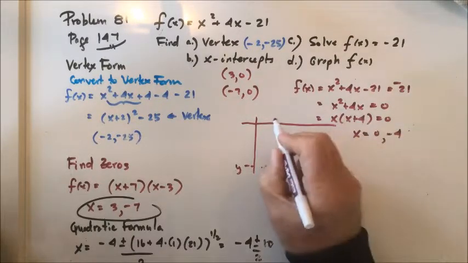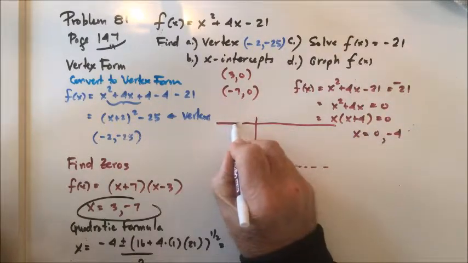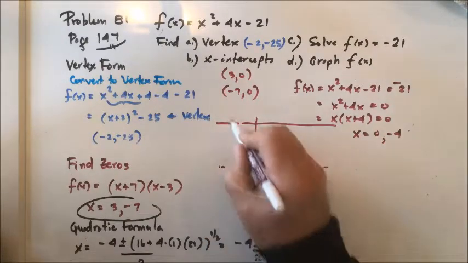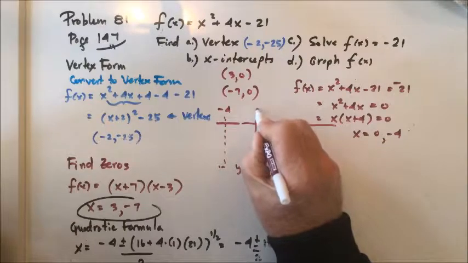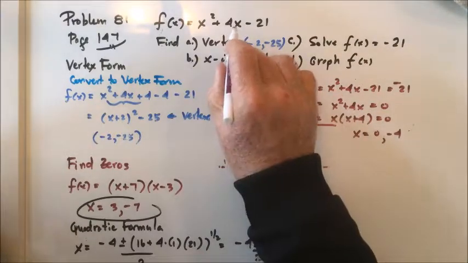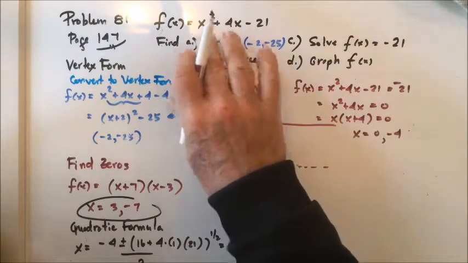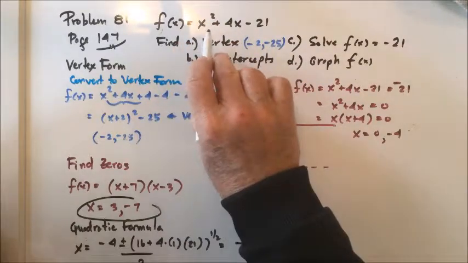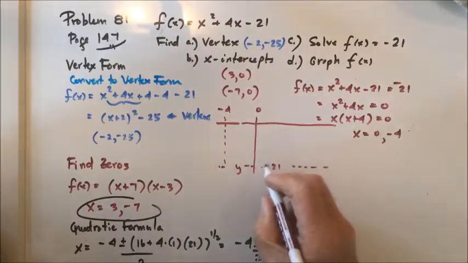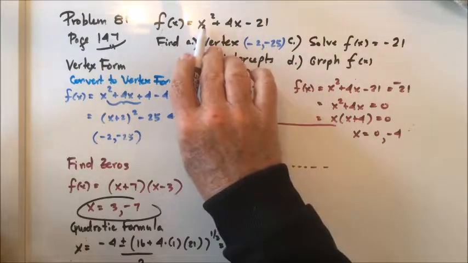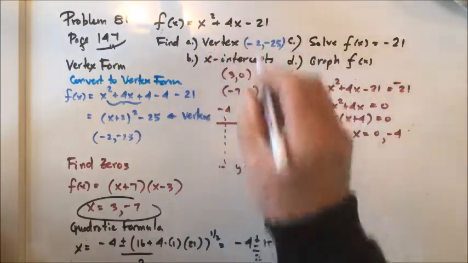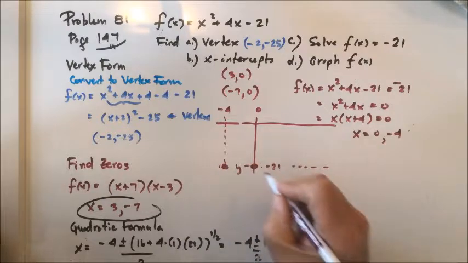All right, so this thing is defeating me a little bit. Here's x equals minus 4. Here's x equals 0. If I put x equals 0 into this equation, sure enough, you can see that I get minus 21. And if I put x equals minus 4 into this equation, 16 minus 16, I get minus 21.